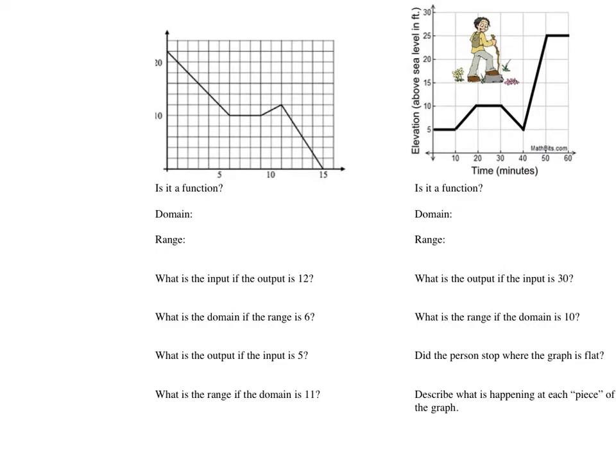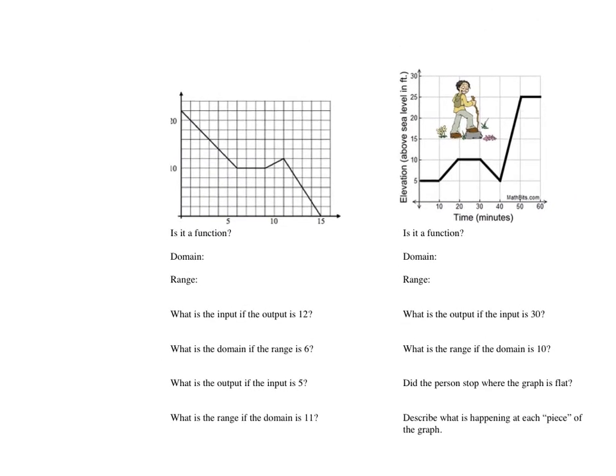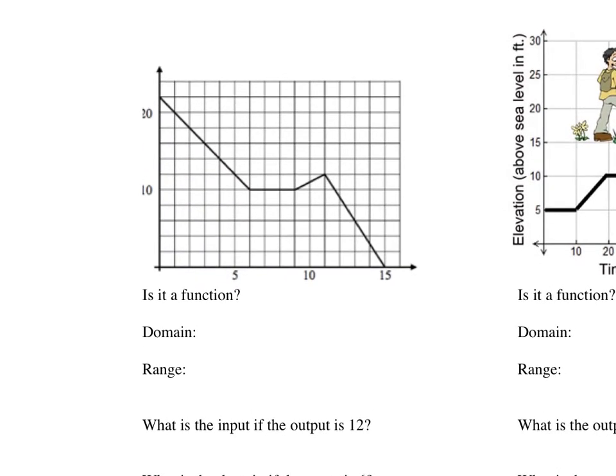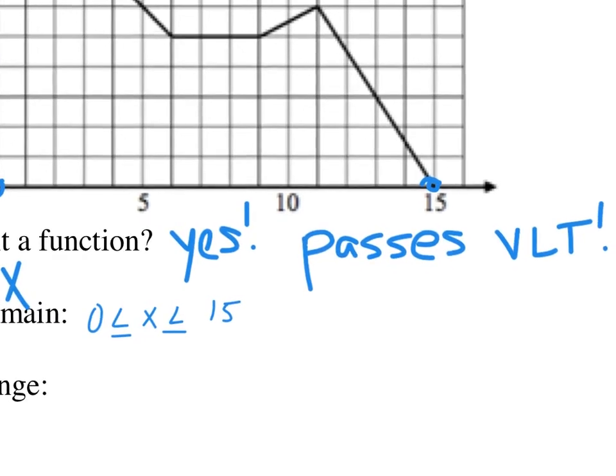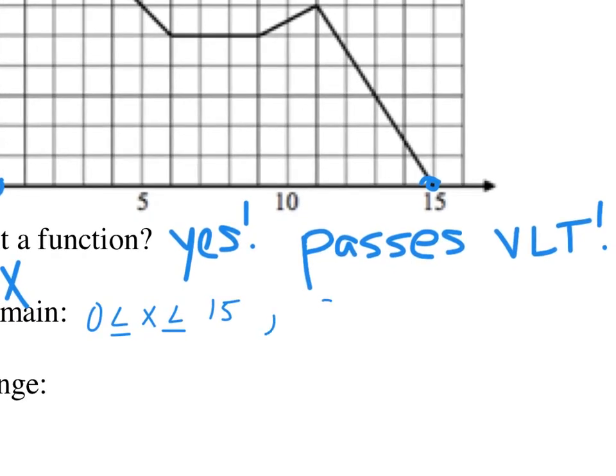Let's look at these examples. Is it a function? Well, if I look at this, this passes the vertical line test. I'm going to need to draw in my vertical lines. It is a function. It passes the VLT. My domain, I start to the left, so I look at my x value. So I start at 0, and I go all the way to 15. So I can say this: 0 is less than or equal to x is less than or equal to 15, or I can write it with brackets, just like this.